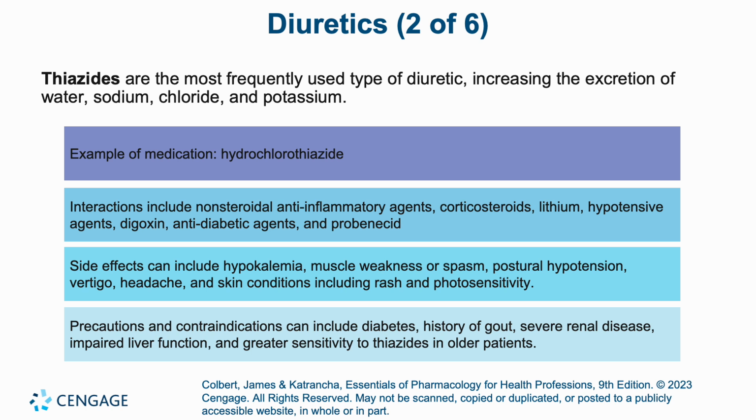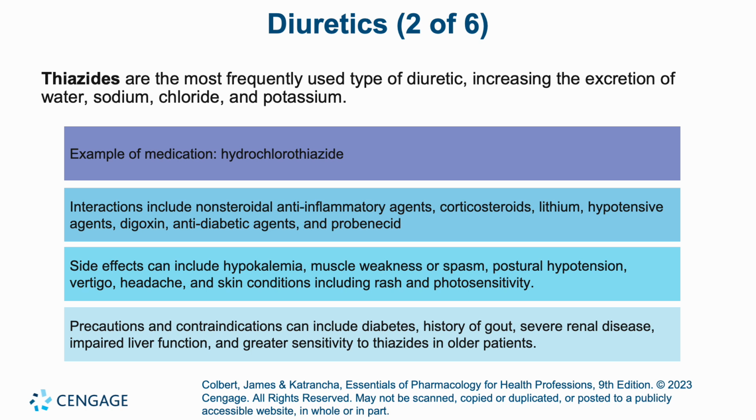Precautions and contraindications for thiazide can include diabetes, history of gout, severe renal disease, impaired liver function, and greater sensitivity to thiazides in older patients. Anytime we're talking about a patient who already has severe renal disease, they will get very fluid overloaded because their kidneys are not able to process and make urine. They'll also have electrolyte imbalances.